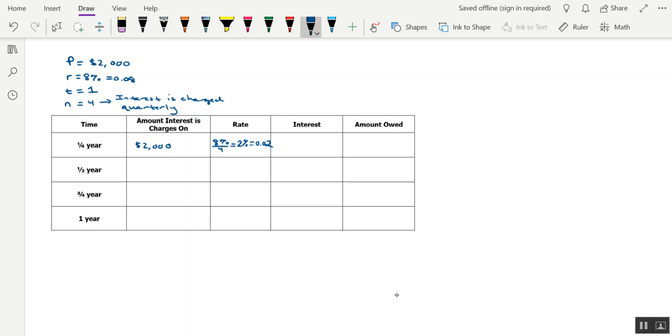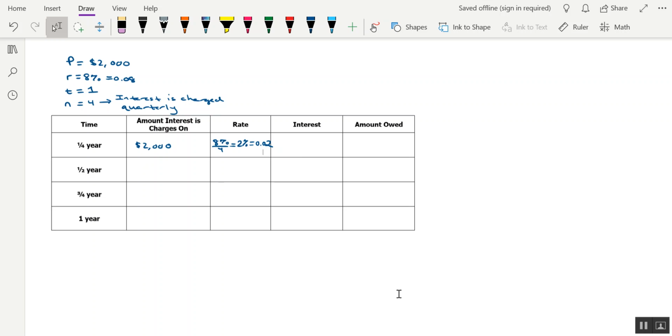So it might not seem like it makes any difference, but as you'll see at the very end of this table, when we have our last cell completed, it does make a little bit of a difference doing it this way as opposed to the 8% just being utilized one time with the simple interest case.